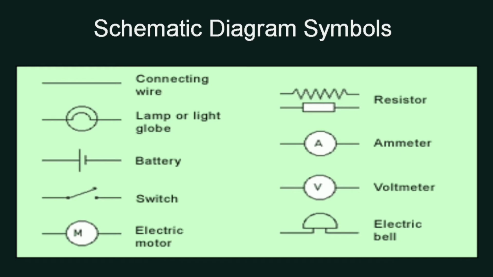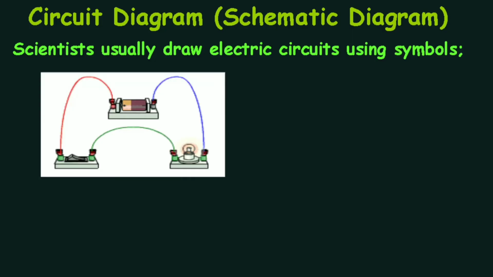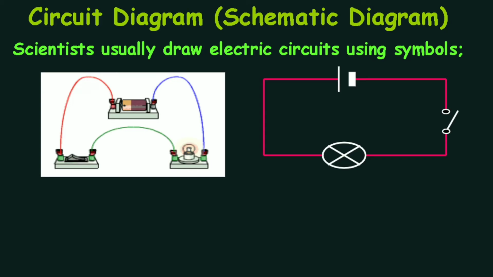Now let us move on to the schematic diagram. These are the symbols used to easily draw a certain circuit and to easily understand the drawing of the circuit. Here is an example of a circuit diagram. In this circuit, what can you see? Correct, there are battery, bulb, switch, and connecting wires. This is an example of a simple circuit. Beside it is its circuit diagram or schematic diagram.